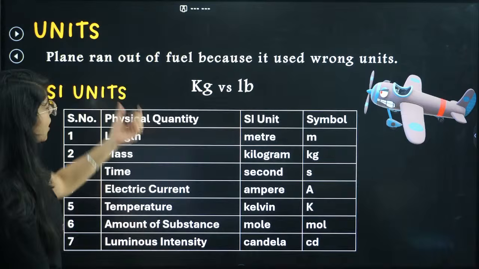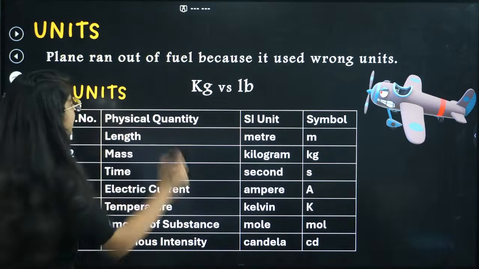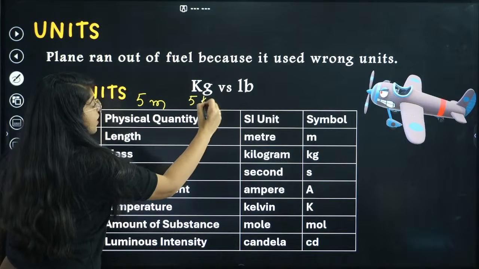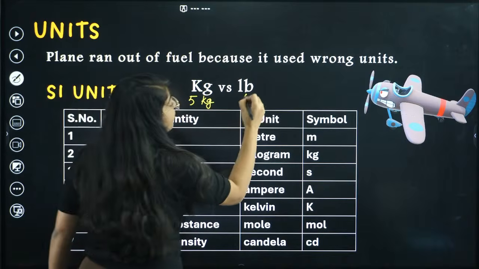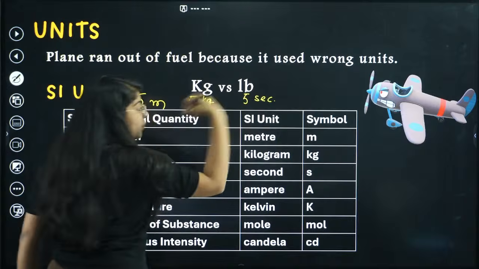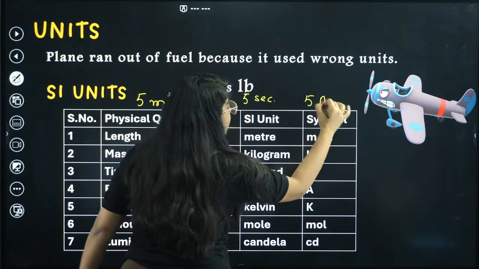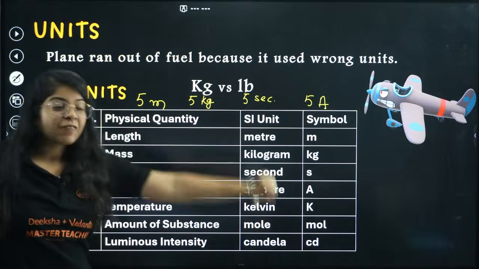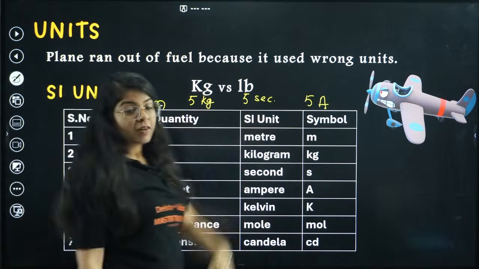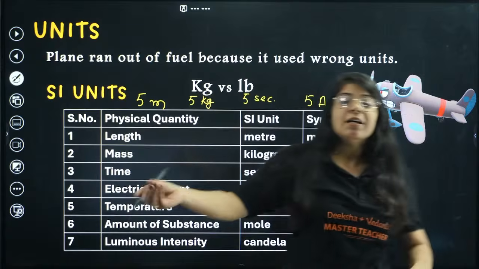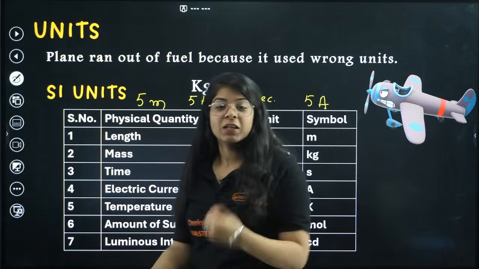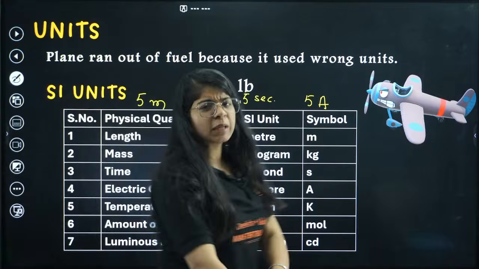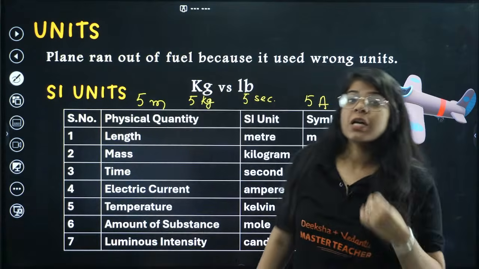Units are just what defines a quantity. If I say 5 meter, that's length. If I say 5 kg, that's mass. If I say 5 second, that's time. If I say 5 ampere, that's current. So all these have different meanings. If I just write 5, 5, 5, 5, 5, will you be able to distinguish what is time, what is current, what is length, what is mass? You won't be able to, right? So moving on, going a little bit deeper into that, we introduced SI units.